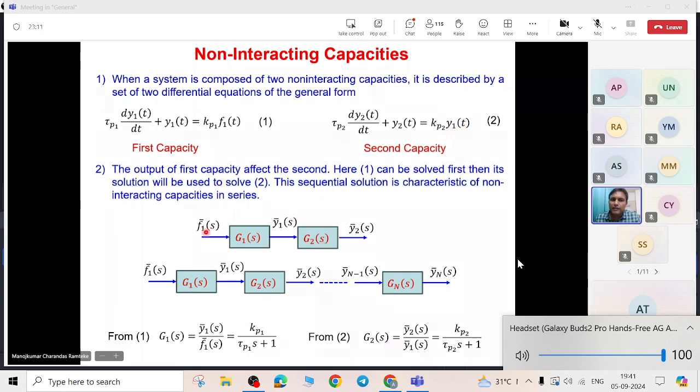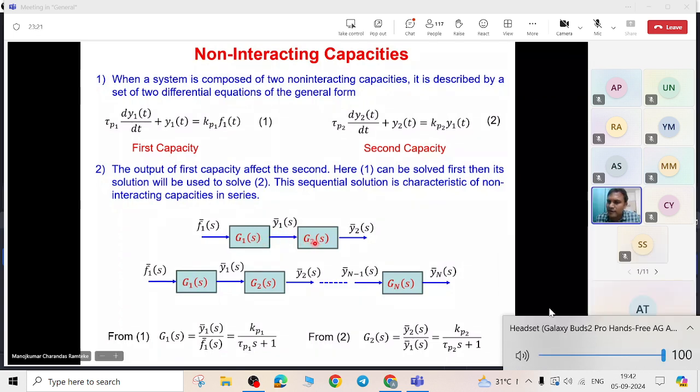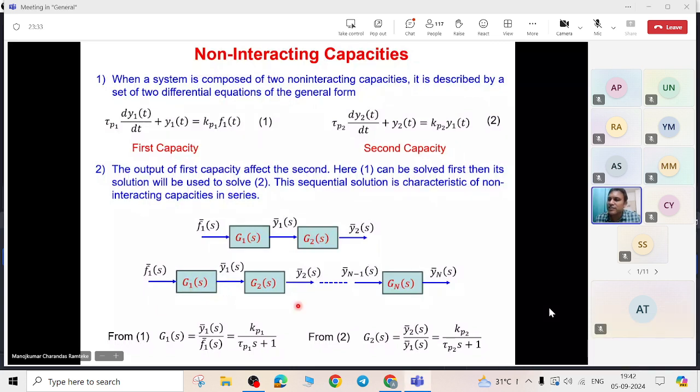F1 is the input, and the output is Y2 here. Between Y1 and Y2, the transfer function is G2. In this manner, we can have n such first order capacities in series, arranged in a non-interacting manner, and in such cases we will have an nth order system.